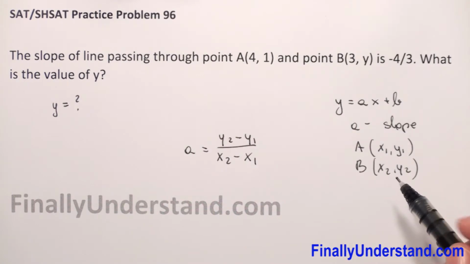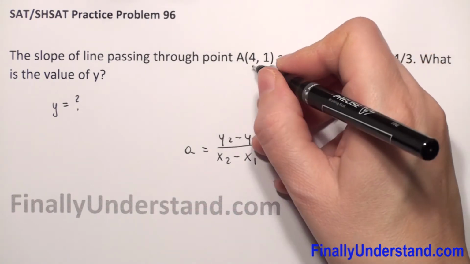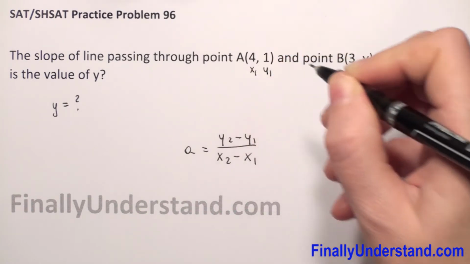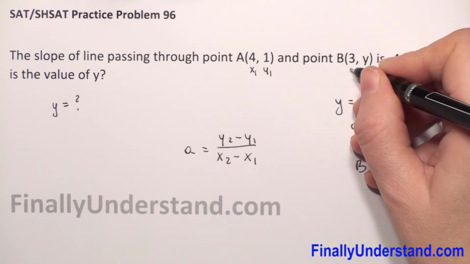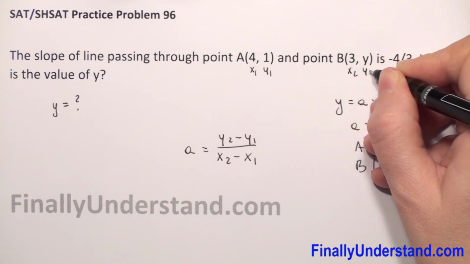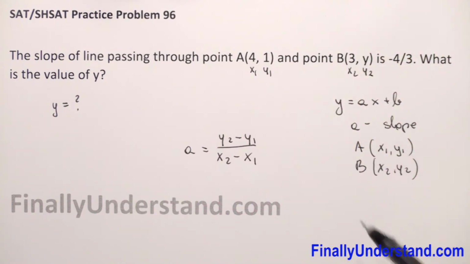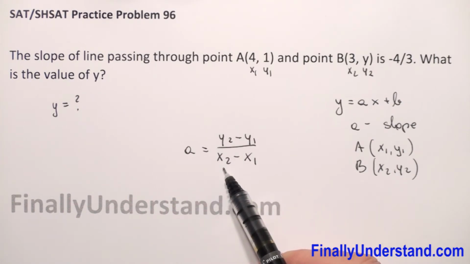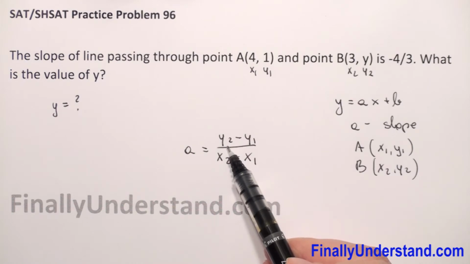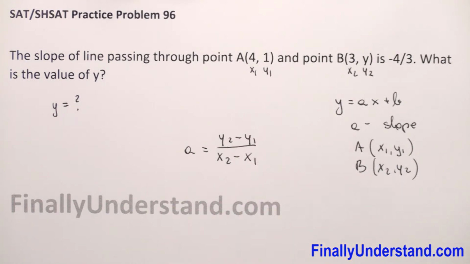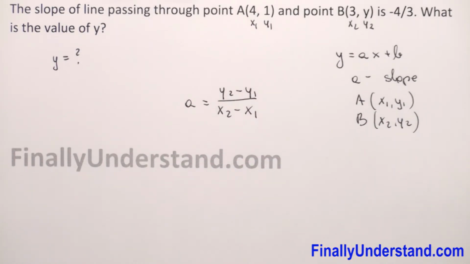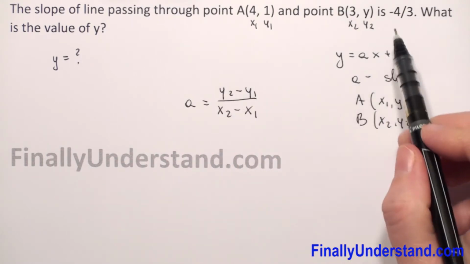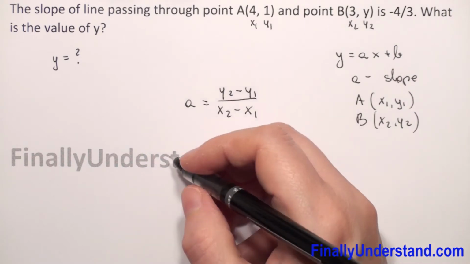In our example, point A has coordinates 4, 1. So this is our x1, y1. This is our x2, y2. We have given a, we have given y1, x2, x1, and the unknown is only y2. So we can solve this equation with one unknown. Let me substitute a, because a is given: the slope is negative 4 over 3.